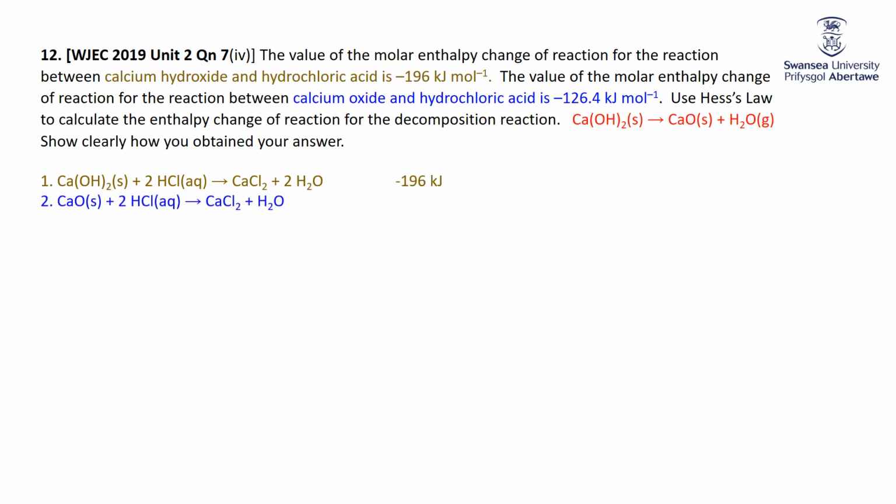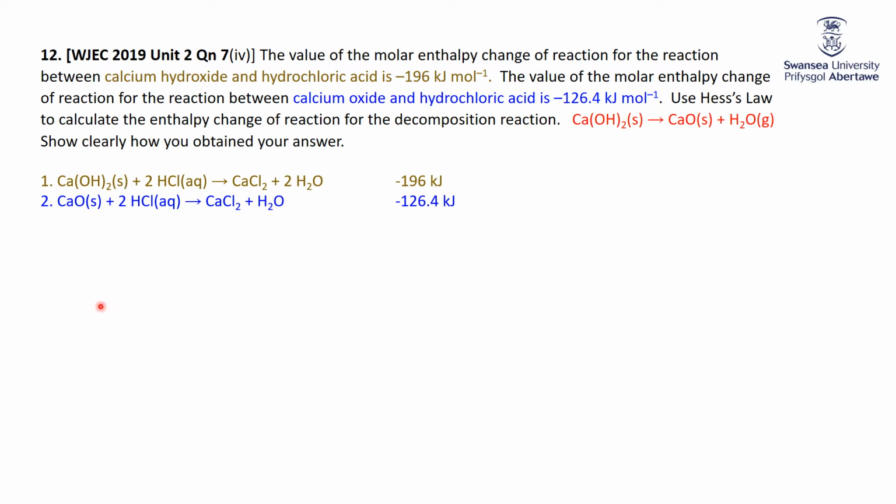Well, let's think about that. Calcium oxide and hydrochloric acid, well, again, the H's are going to take the O's to make water, so you need 2 HCl, which gives you those 2 Cl's to go with the Ca, so CaCl2 as the products. And just to put in the energies of those, the first one, the gold reaction, minus 196, the blue reaction, minus 126.4.